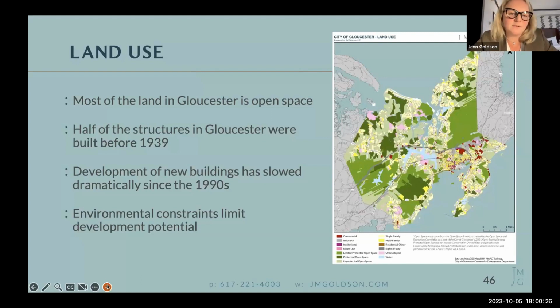accessibility and heating costs, things like that, energy efficiency, repair and maintenance. Development of new buildings has slowed dramatically. You saw pretty good development before the 1990s, but in the past 30, 40 years or so, it's really declined dramatically. And then you have a lot of environmental constraints as well, which you'll see from the various maps, not so much this one, but the various maps in the summary show environmental constraints.